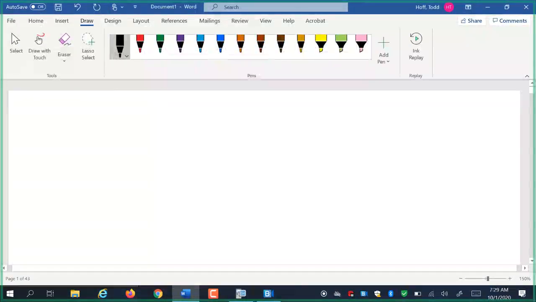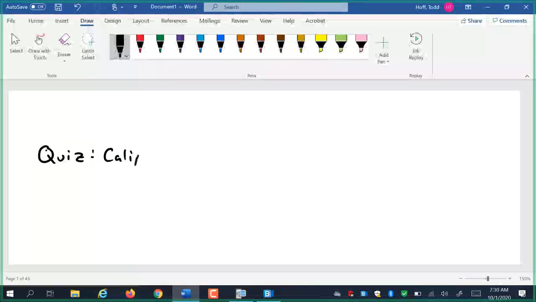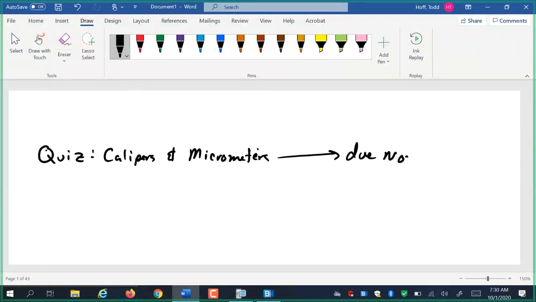Okay, so the last couple classes we've talked about the calipers, micrometers, and other gauges. Should note there is a quiz out there on that. That is due by noon tomorrow, October 2nd.